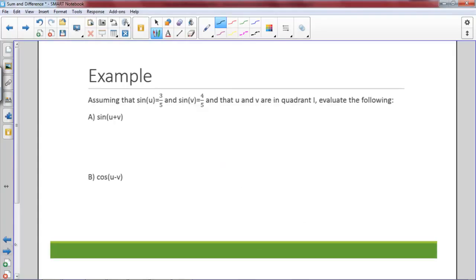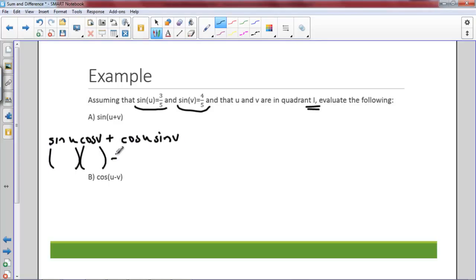Okay, this last example is a little different. Here we're given sine u equals 3/5, sine v equals 4/5, and they're both located in quadrant 1. And we want to find sine of u plus v and cosine of u minus v. Okay, so if we remember the formula one more time, we have sine u cosine v plus cosine u sine v. So again, these are the four values that we need to find.